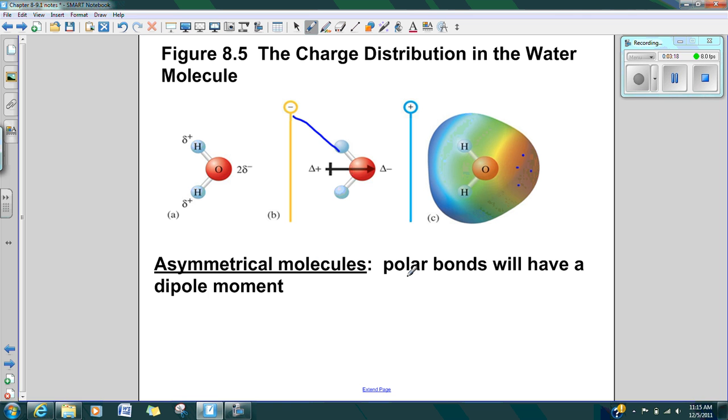So asymmetrical molecules with polar bonds will have a dipole moment. Again, we're starting to bring in asymmetrical, meaning their shape. You can see that if I look at this in half, I do not have the same orientation on both sides. And so this is asymmetrical, polar. Someone's winning that tug of war. There's going to be a dipole moment.